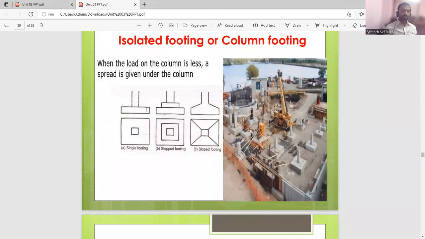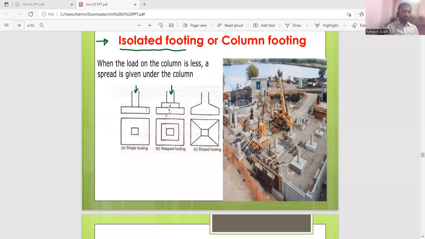So in the foundation, basically there are two types. One is deep foundation and one more is shallow foundation. In the shallow foundation, there are types. One is isolated footing, or it is called a column footing. See, this is the column. This column is resting on the foundation. This is called a single footing. Here, for this column there is only one footing, so that is why it is called a single footing.